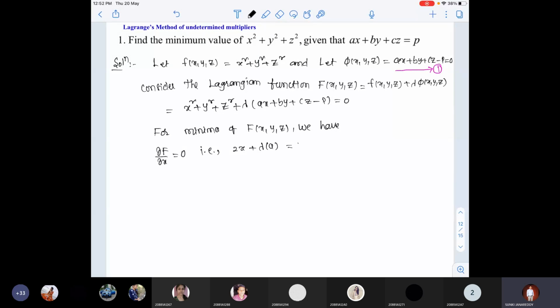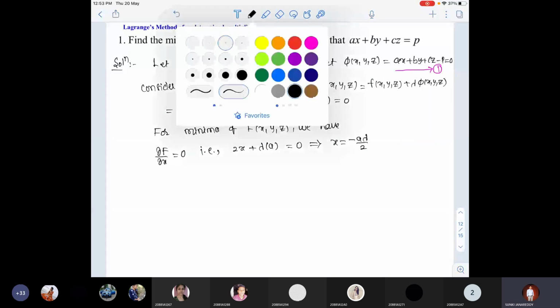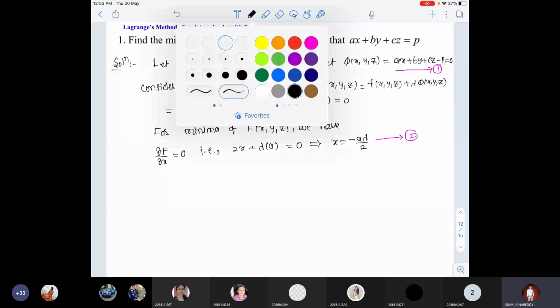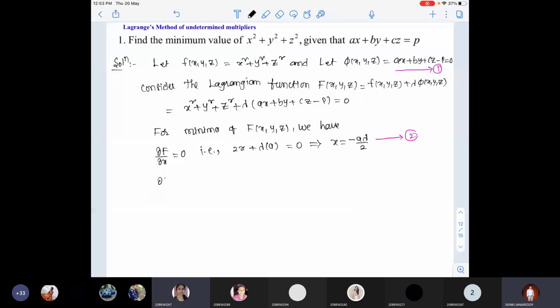From this we can write the x value, right? x is equal to minus a lambda by 2. Now take this one as equation number 2. Next, dou f by dou y value. What is dou f by dou y value? 2y plus b lambda, that one is equal to 0.